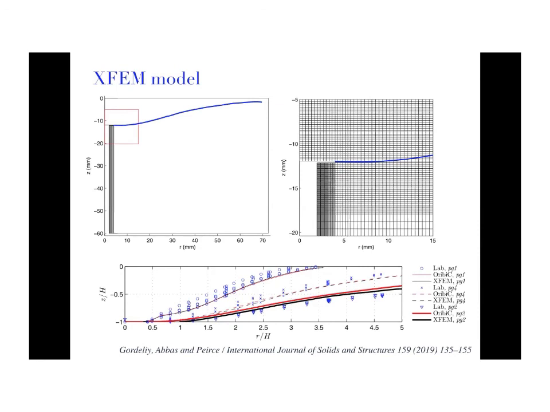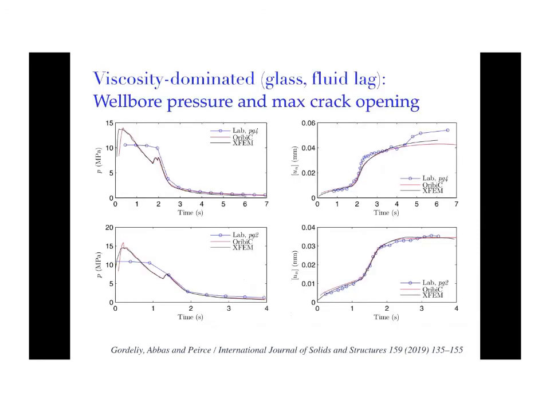Let's look at a time evolution of the quantities. You see here the results for the viscosity-dominated case. Again, this is in glass, and these experiments were characterized by significant fluid lag, in the sense that the fluid front was not the same as the fracture front. In the column on the left, you see 2 experiments, and the difference between them was the applied confining stress.